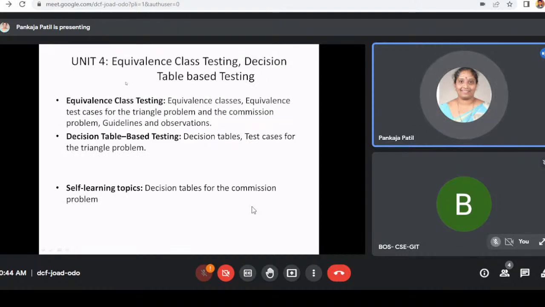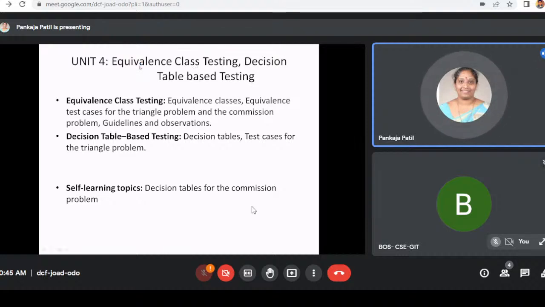Then unit 4 is equivalence class testing, and also decision table based testing. So these are the two different chapters in software testing. So here you are going to study what are the different classes available in the problem given. For example, if you take the student grading itself, there is an S grade, S plus, A grade, B grade, C grade, failed grade. So those are the different classes available. So we need to write a test case with respect to each of the classes.